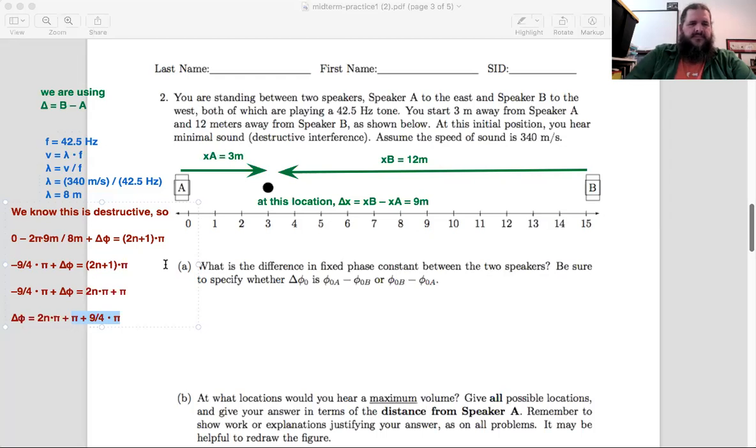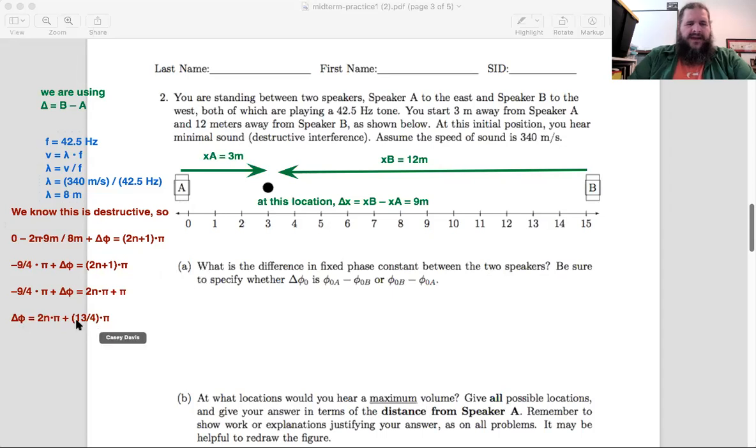I wrote 13/4, but I think that's not, is that right? No, that should work because we have 1 pi. 1 is 4/4, and then we're adding 9/4, so we get 13/4. So 13/4 times pi.